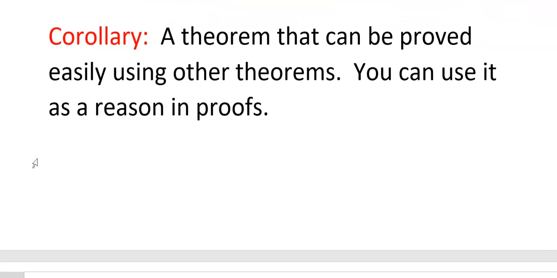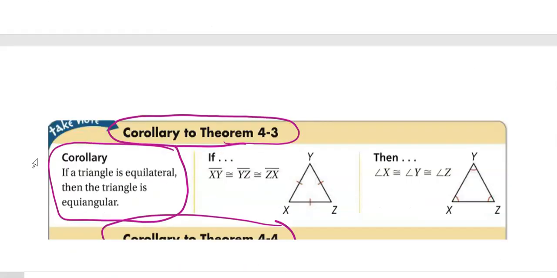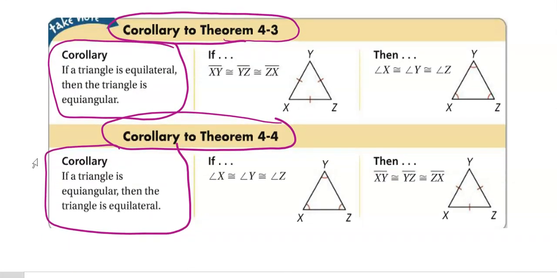The next couple of things you'll have to write are called corollaries. If you were looking ahead in your book, you do have to write them down. They're just things that help you figure out certain things. They're the same as a postulate or theorem. You can use them as reasons. So a corollary is a theorem that can be proved easily using other theorems. You can use it as a reason in a proof. So just because it says corollary doesn't mean you use it any other way. So there are two of those.